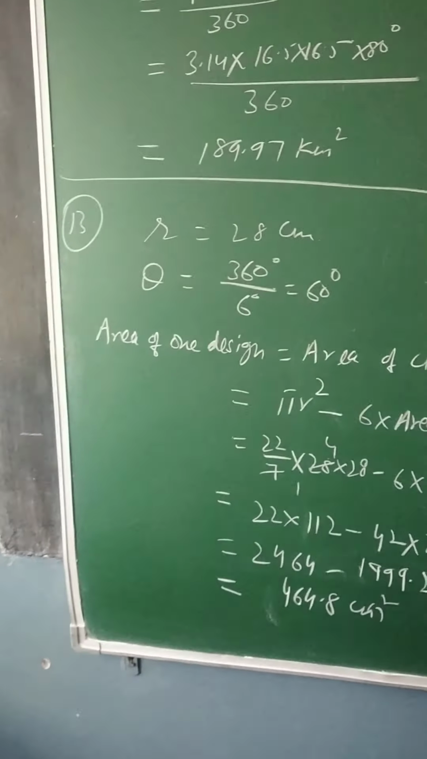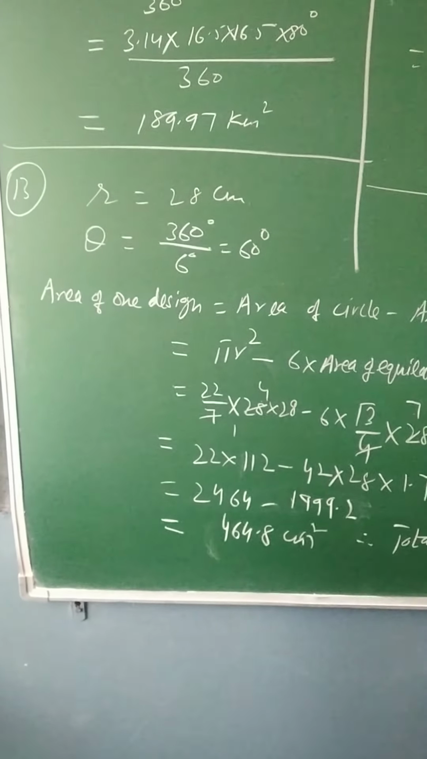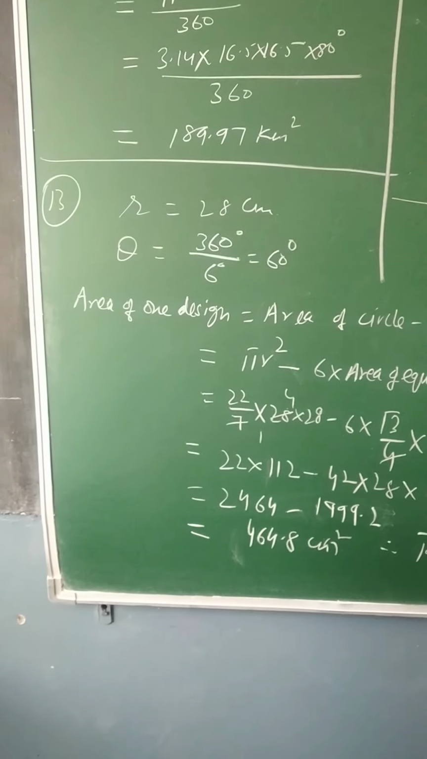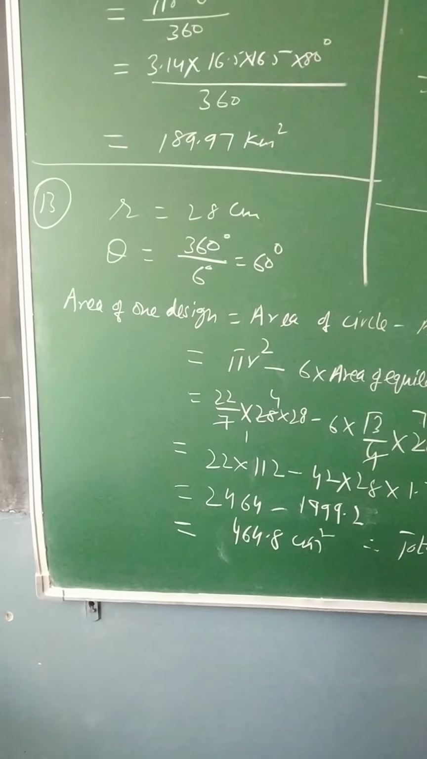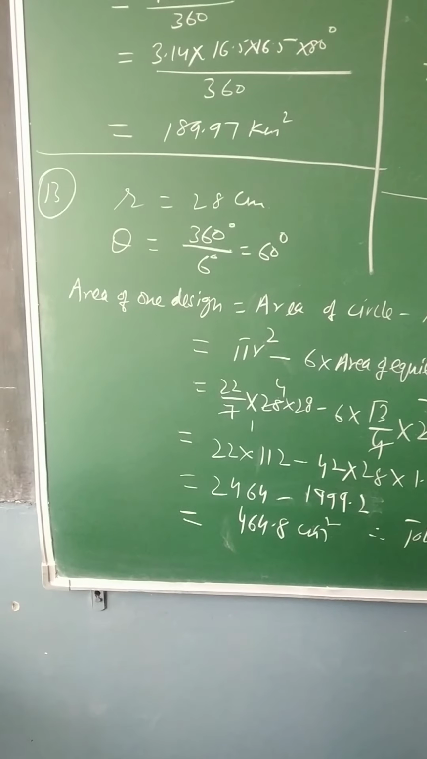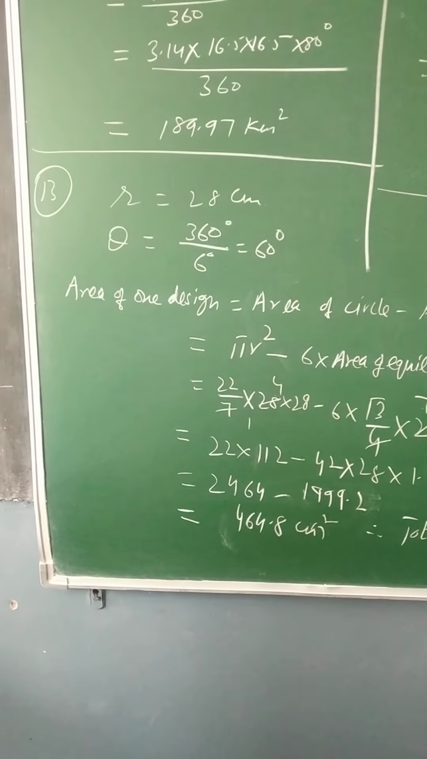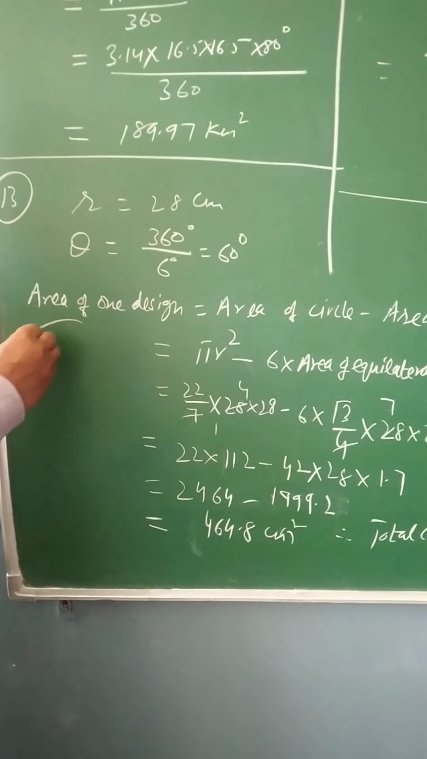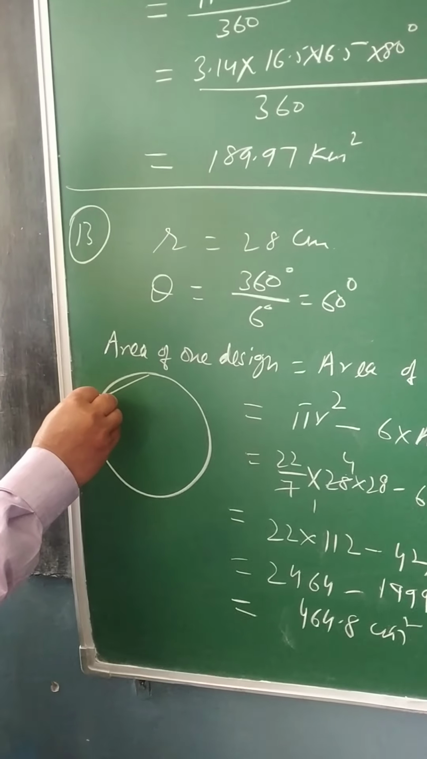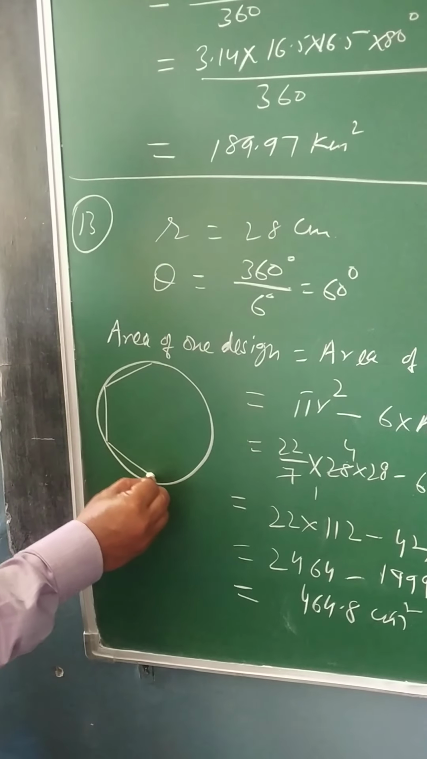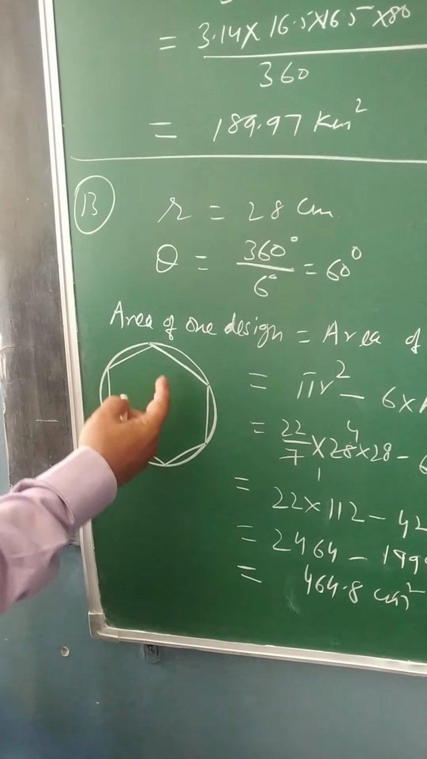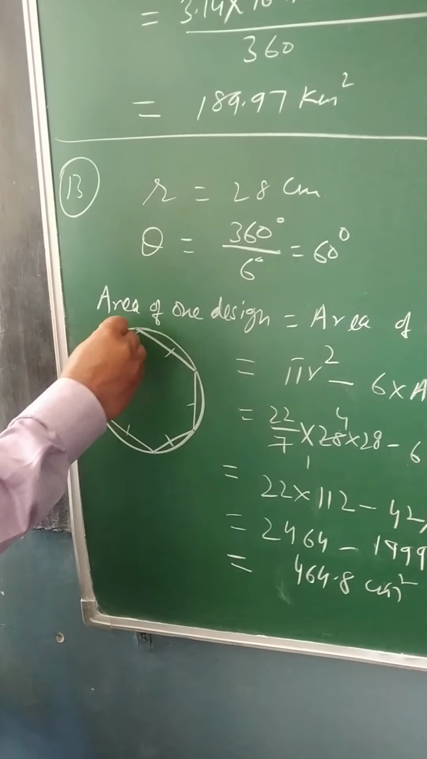Then your 13th question, if you see the figure there, a round table cover has 6 equal designs, and as shown in the figure, the radius of the cover is 28 centimeters. You need to find the cost of making the design at the rate of 0.35 per meter square. Now somewhere you see inside this circle, when this design is made, 1, 2, 3, 4, 5 and 6. So this is the regular hexagon.